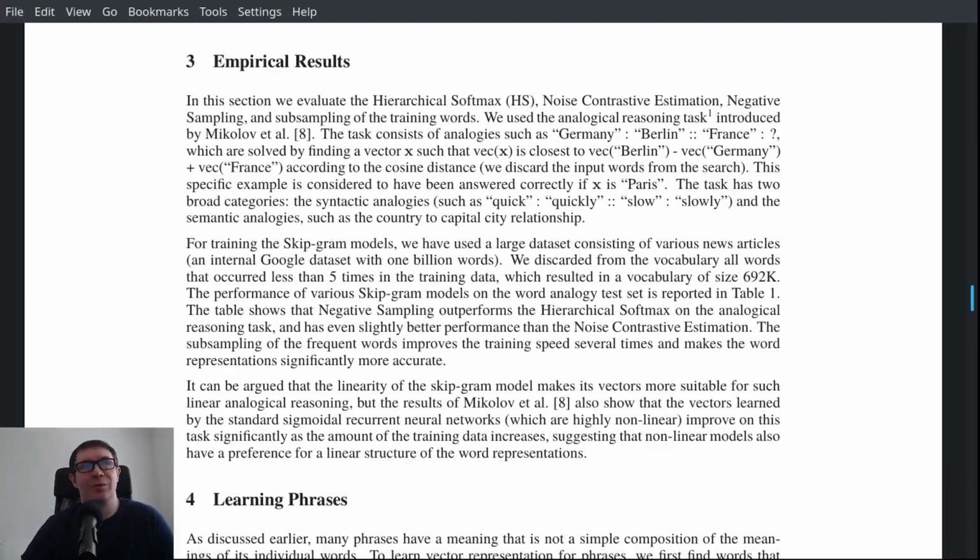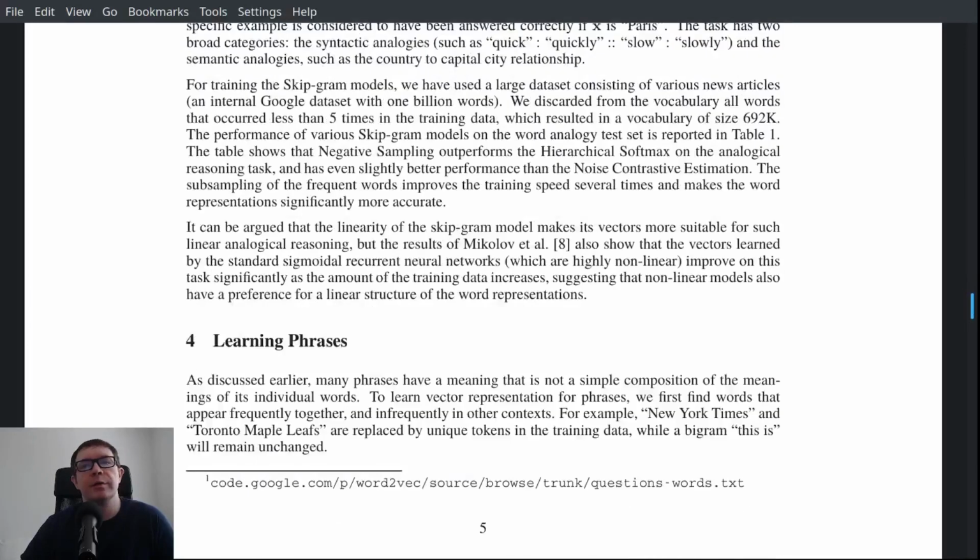That's a whole lot of words. Anything that occurred less than 5 times got kicked out. That makes sense. You probably wouldn't learn anything substantial about such words anyway. And then they deal with a potential criticism. This is kind of one of the most interesting points of the paper.